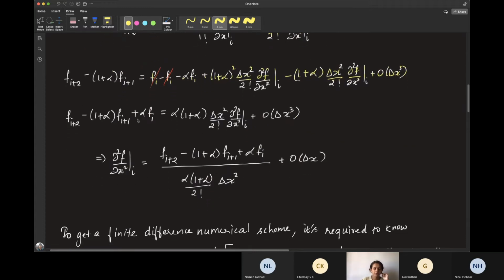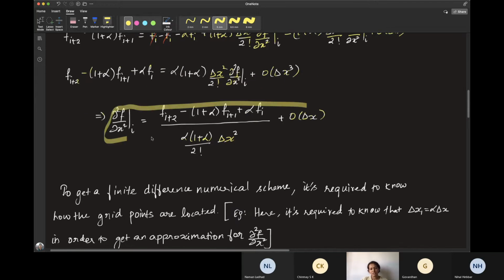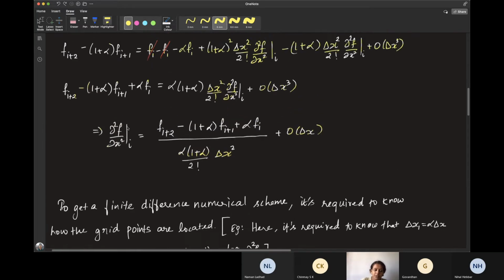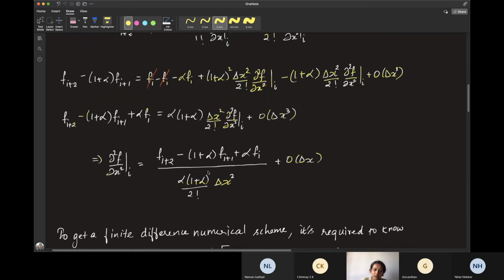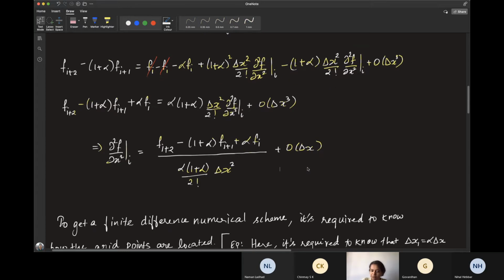Now if you notice, you have obtained a term with alpha f i. You take it to the other side, and now you can approximate the second derivative, d squared f by d x squared, using this equation. So this is your expression. Order delta x cubed is here. When you divide by delta x squared, this becomes order delta x. So this is your approximation for the second order differential operator.